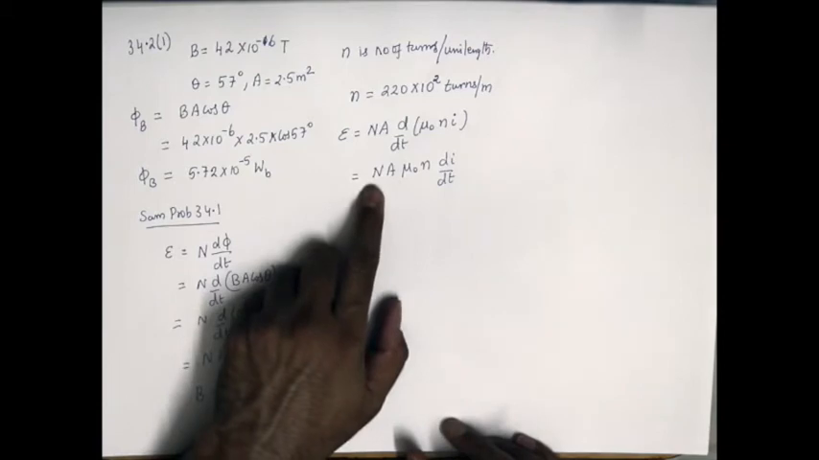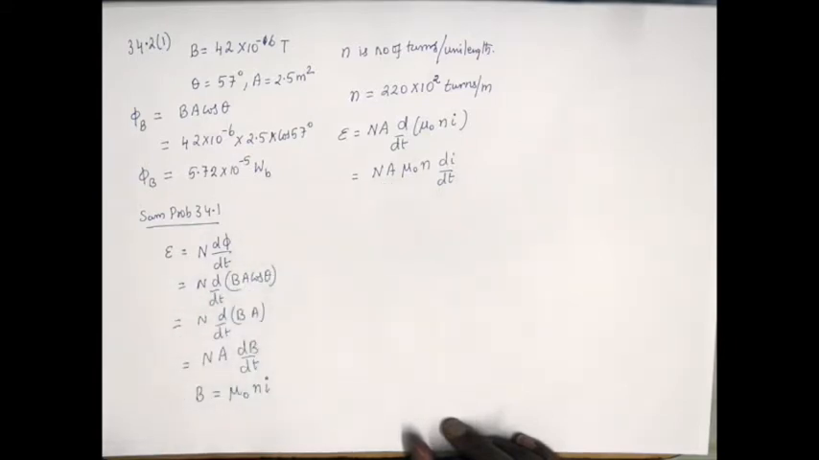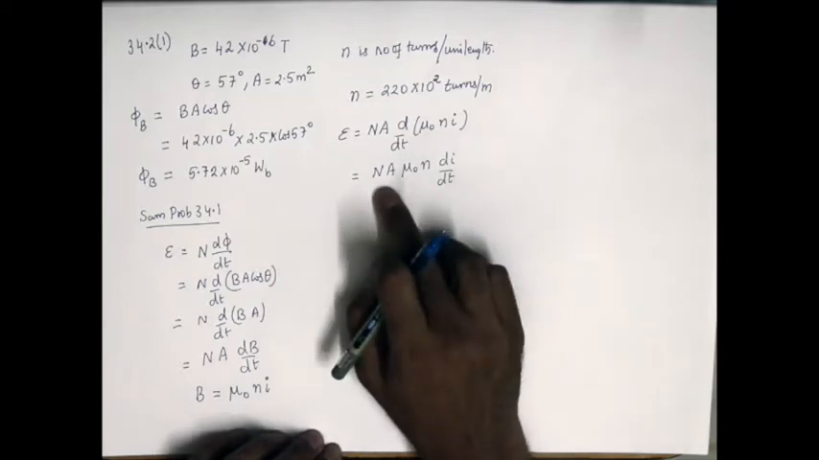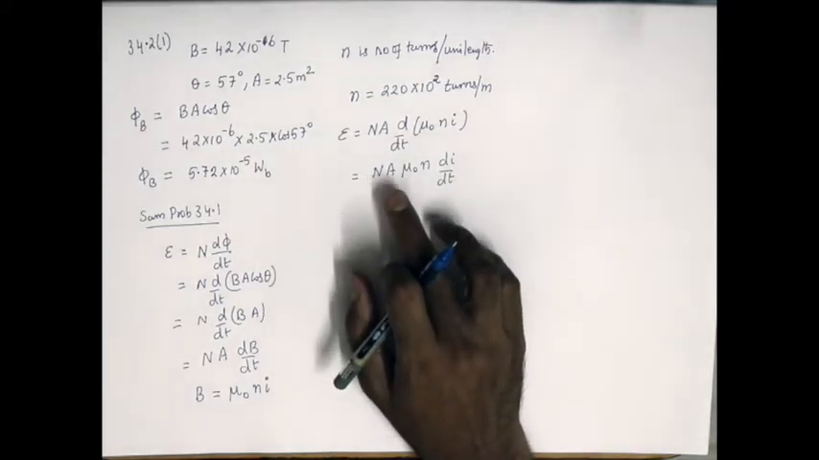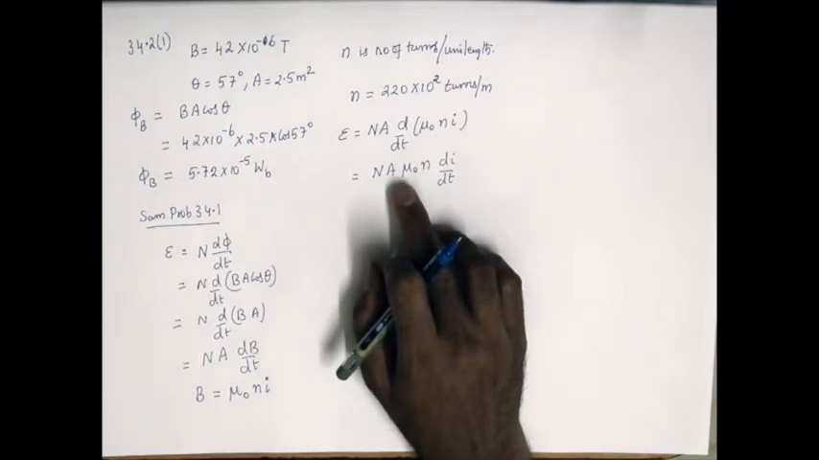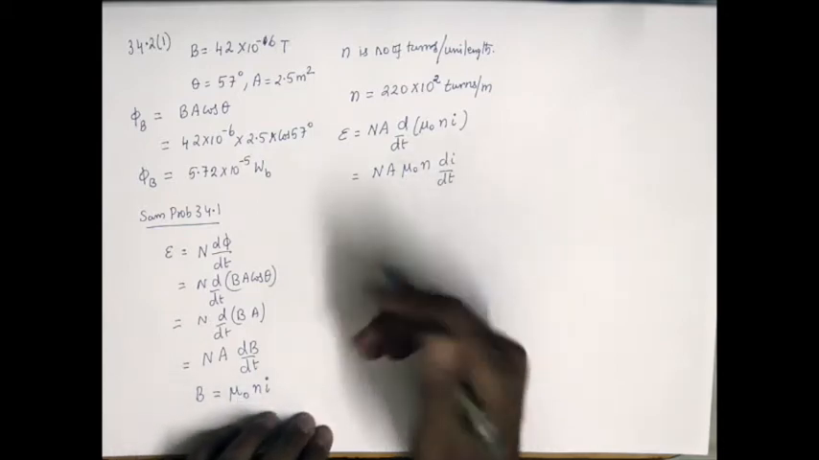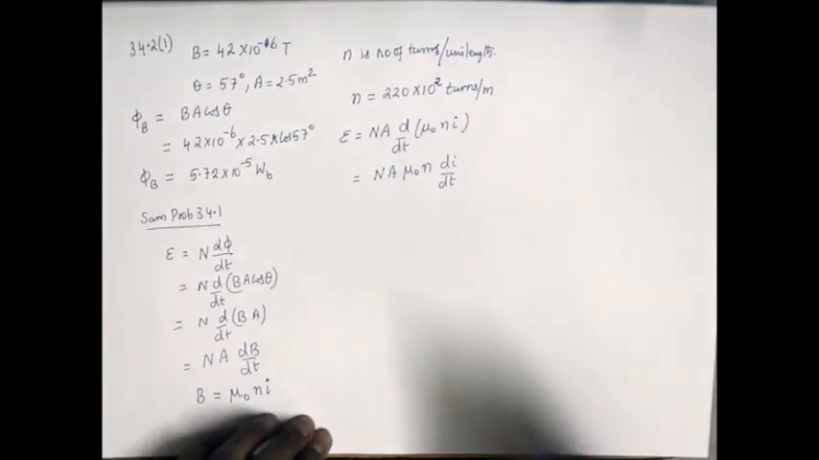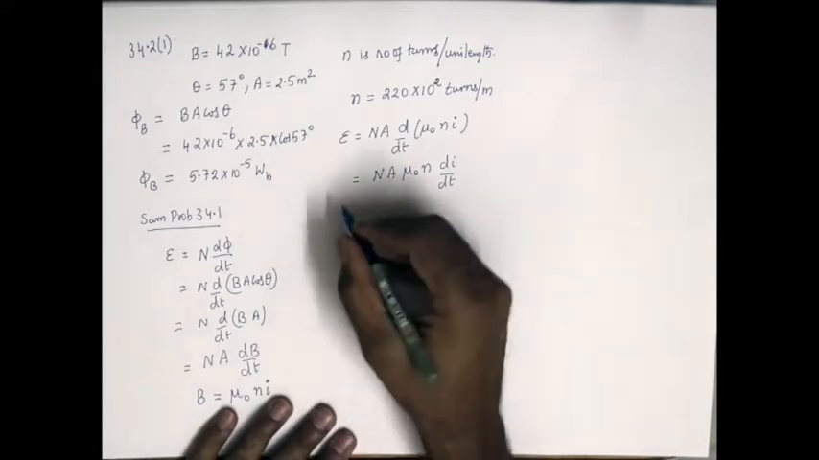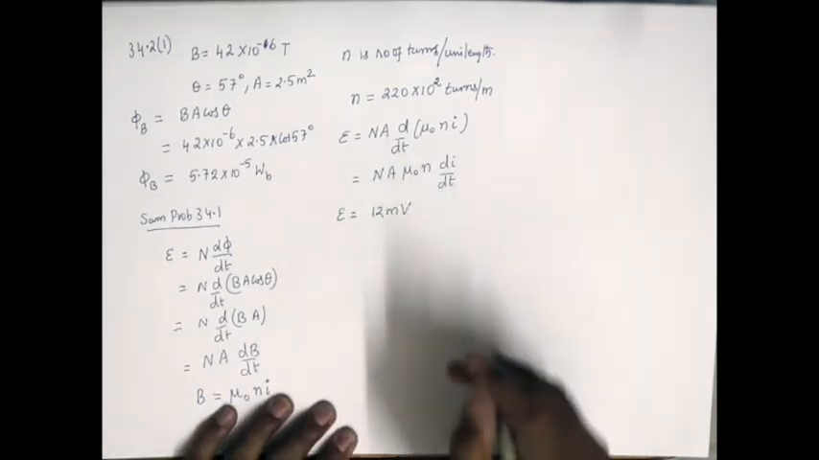So now if you substitute all the values, capital N, A, what is A? A is the area of the coil, which is nothing but pi r square, because we are told it's a circular coil. And r is nothing but d by 2, because we are given the diameter. Be careful, diameter is given in centimeters, so you have to convert it to meters in SI units. Once you do all that, you get a value of induced EMF as 12 millivolts.